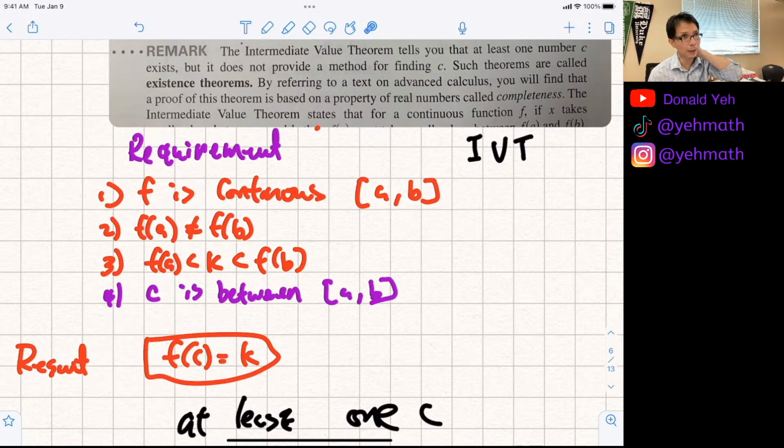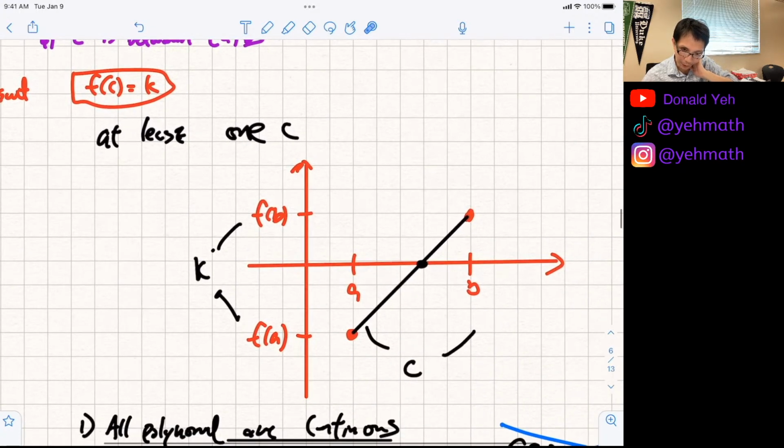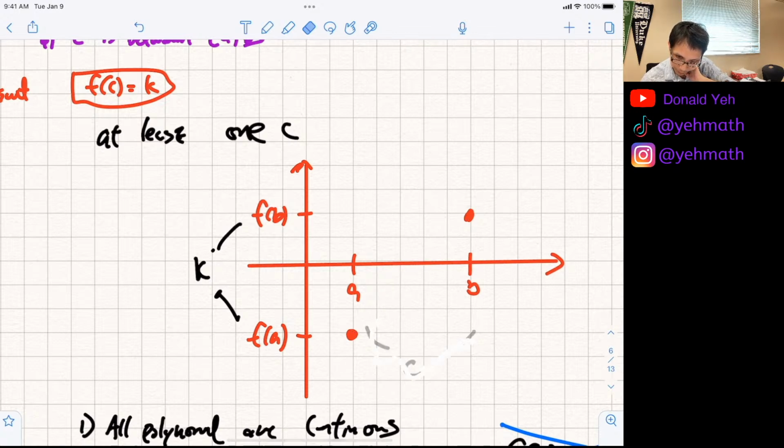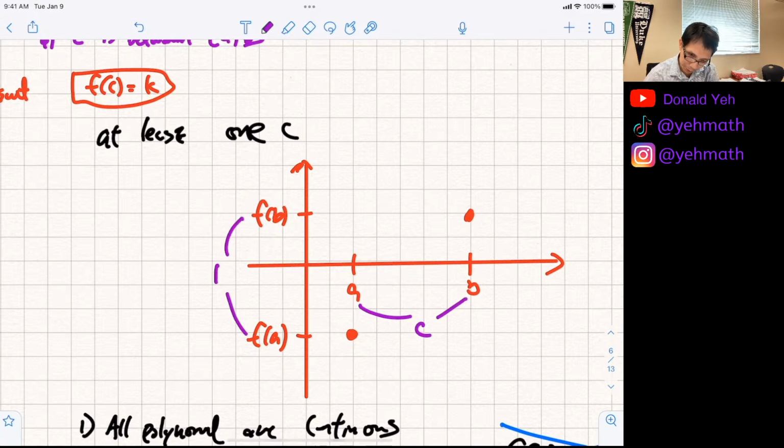So far, you probably still don't understand what is going on. But I'll give you an analogy after I show you the graph. So I have a graph here. And this graph looks like this. First of all, we're going to start with the last statement. c is somewhere here. It could be here, could be here, could be multiple c's, could be a lot of c's. c is between a and b. So c is right here. This is c. k is going to be between those two values.